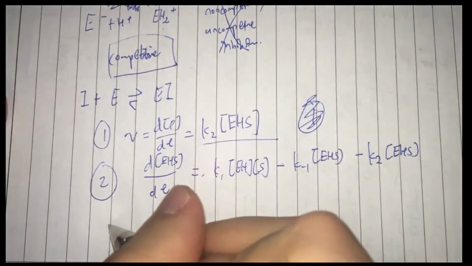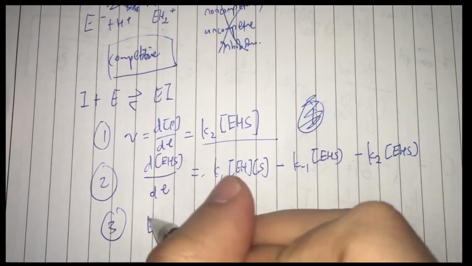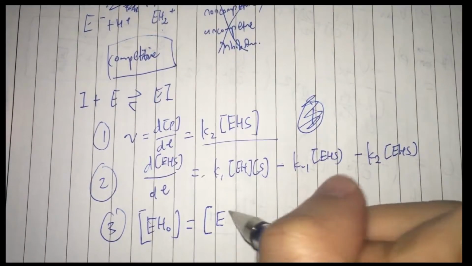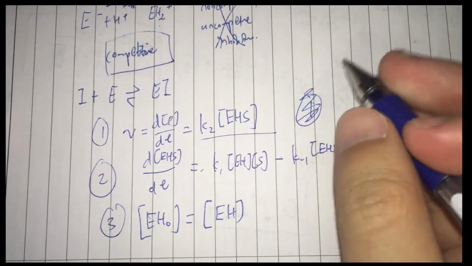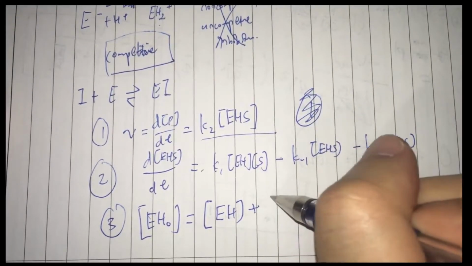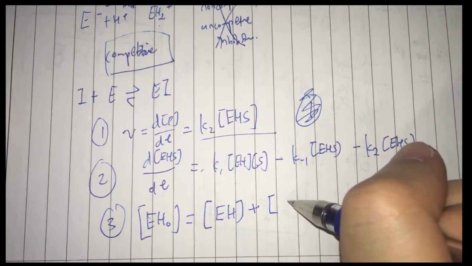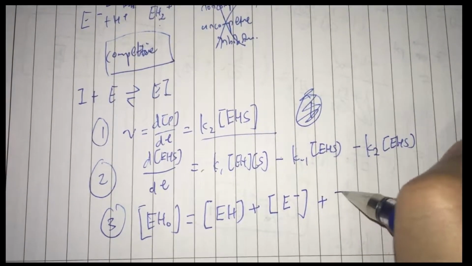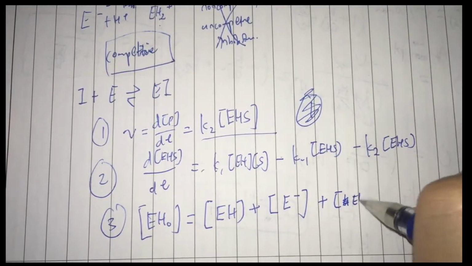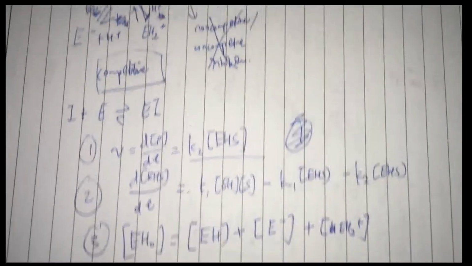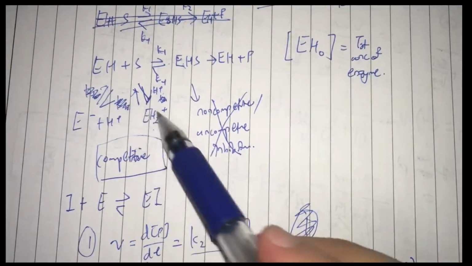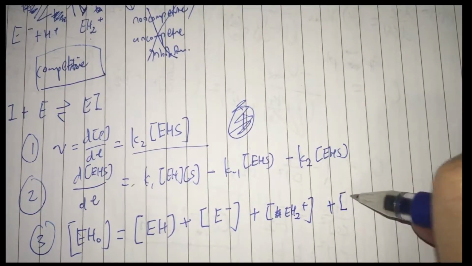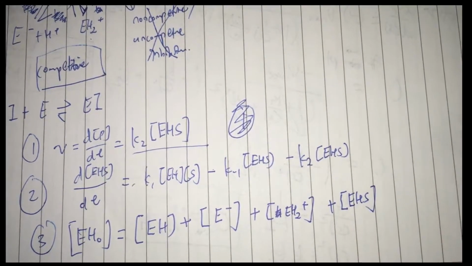Now of course you have the enzyme balance. Then you will have the standard free enzyme plus the basic form of the enzyme plus the acidic form. Okay, the acidic form and the basic form, and of course the enzyme substrate form. So you have 4 forms of the same enzyme.